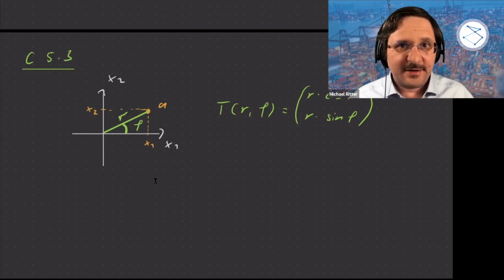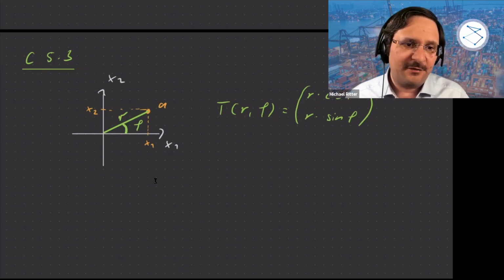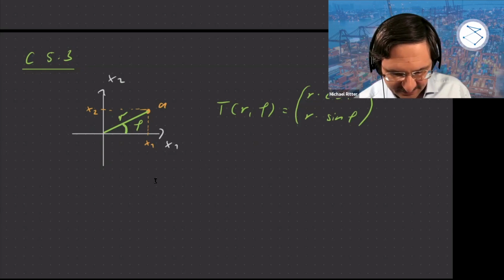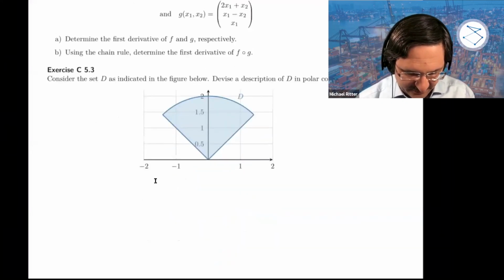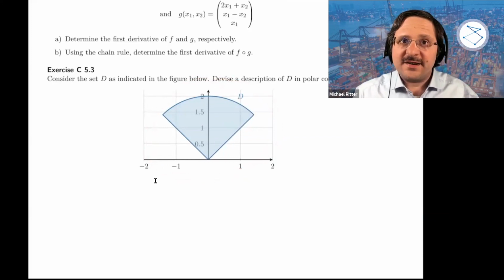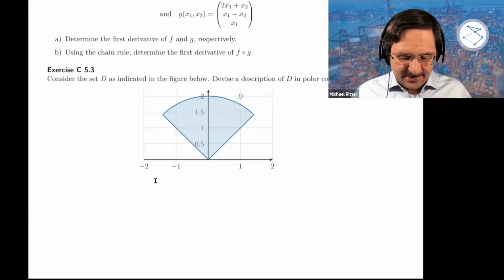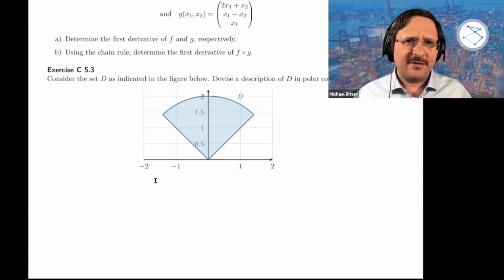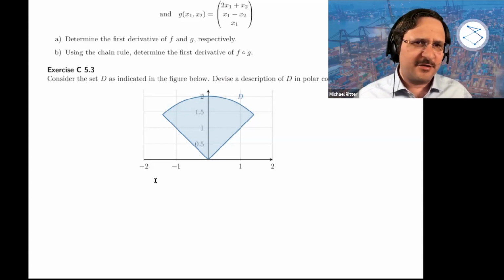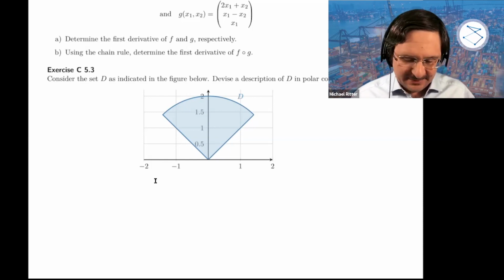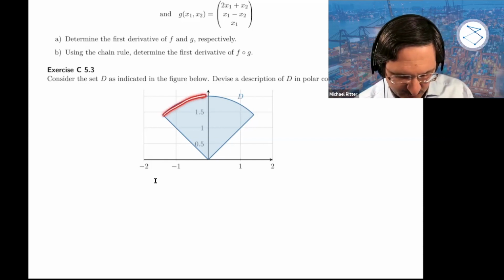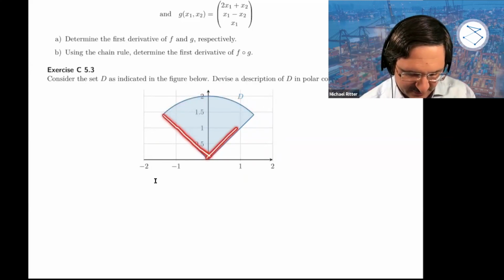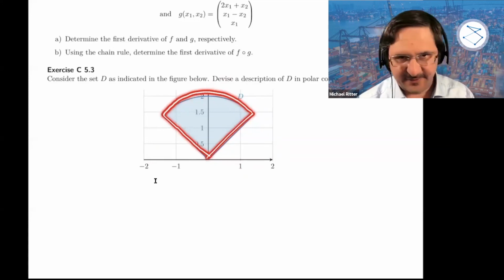Now, in C53, what we have to do is simply devise a description of a certain set in polar coordinates. That set looks like this. So that blue set is the one that we want. If we had to write this in terms of Cartesian coordinates, x1, x2, and then give restrictions to those, that might not be very convenient because we have part of a circle here. So basically this thing is the segment of a circle, a two-dimensional piece of cake.